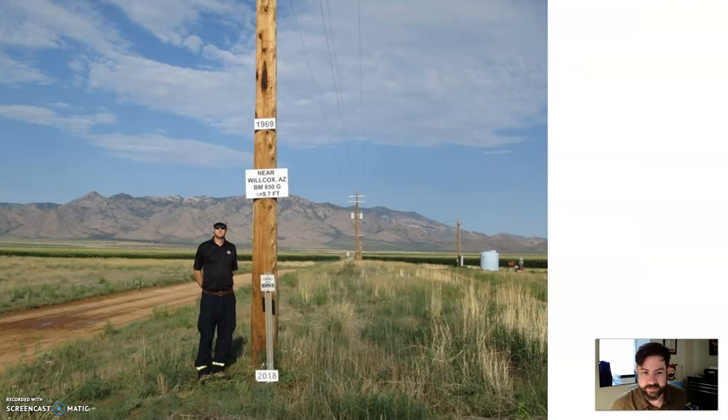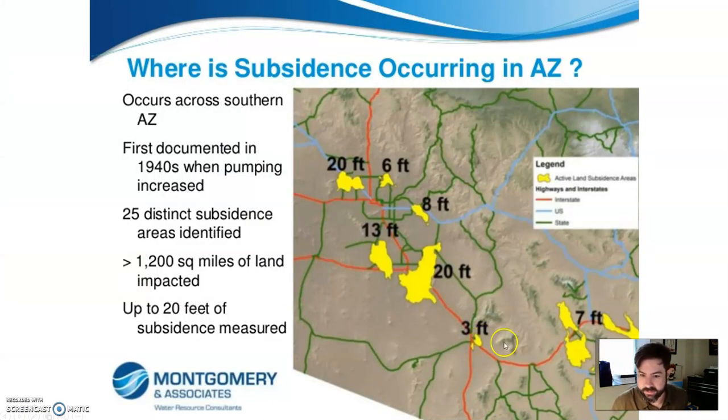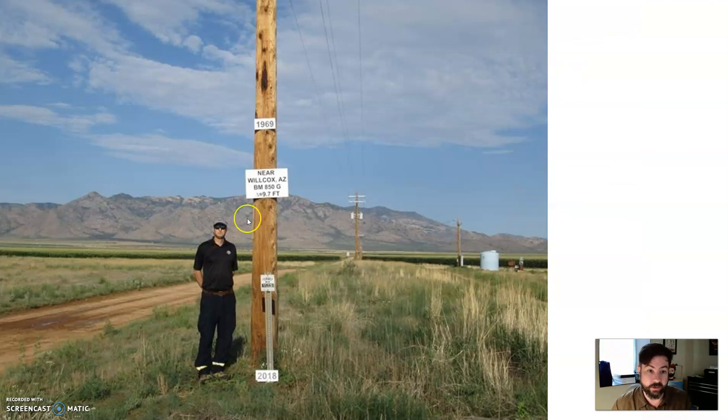Here's a subsidence example in Wilcox, which is east of Tucson. So Tucson is here. You take the 10. Wilcox is over in this area where this yellowish thing is. In this particular area, from 1969 to 2018, in this case, 9.7 feet, the ground has subsided. Any compaction of ground and subsidence of ground is a big deal. Again, power lines, water lines, a number of different things, roads, all of these things can be affected.